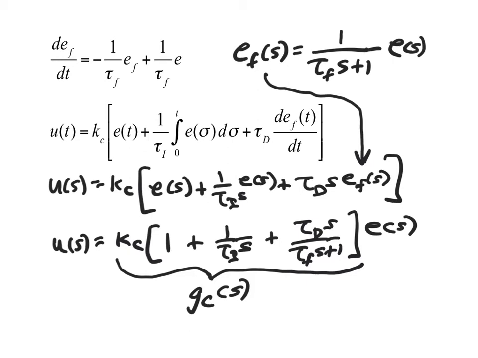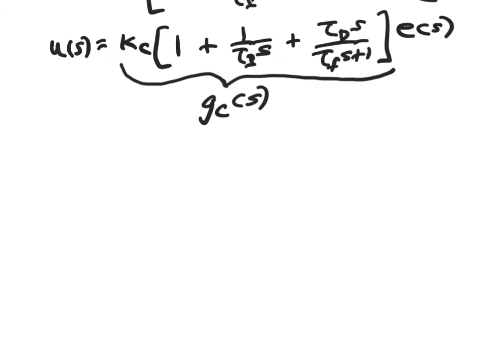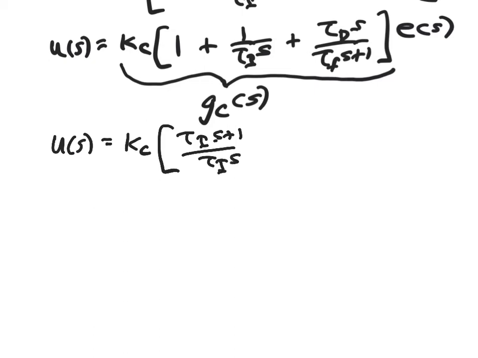In practice, for analysis, we'd like to rewrite that with a common denominator so that we have a single numerator polynomial divided by a single denominator polynomial. So going through a couple of algebraic steps here, U of s is Kc. So let's go ahead and write the first two terms, which gives us what we recognize as the proportional integral action. And then this final term, which is the filtered derivative action.